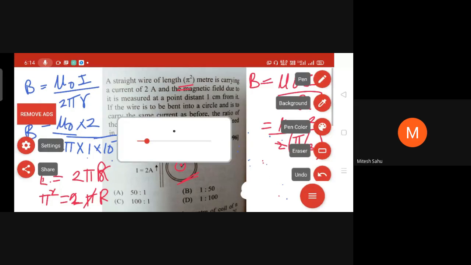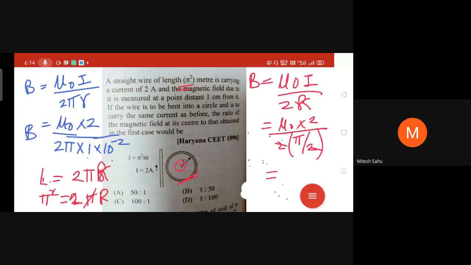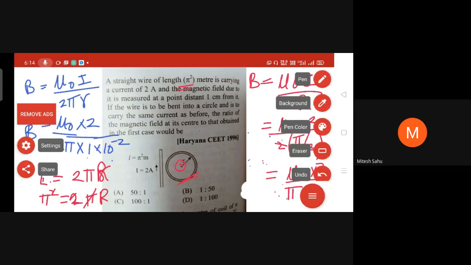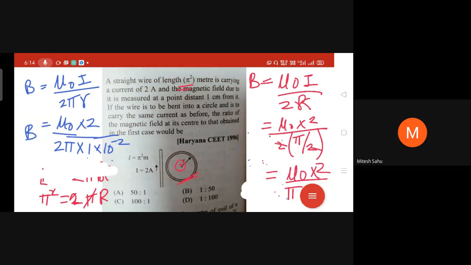C आया answer. C आ गया answer. देखते हैं, C answer है. तो ये आ गए mu naught into 2 upon pi. दोनों का रेशियो लेना है ना? Yes ma'am.